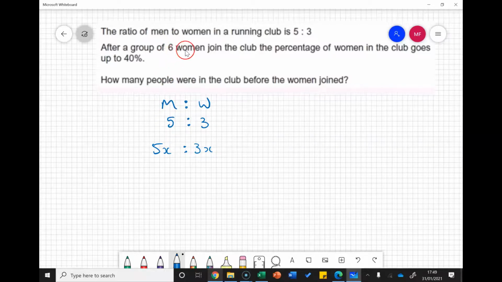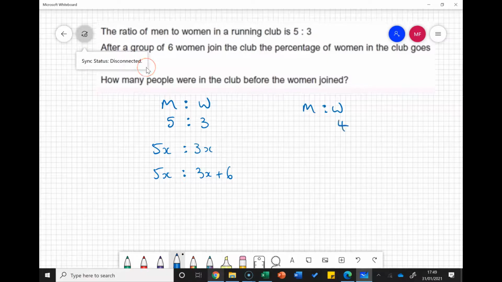You're told 6 women join the club. Okay, 6 extra women join the club. So you've now got that. Because we did have 3x, well, 6 extra women have joined up, and the ratio now for the women is 40%. So men to women is 40%. So you've sort of got 40% here. So men must be 60%. So we could do a little bit of cancelling. And what's that? 3 to 2. Okay. So now for every 3 men, you get 2 women.